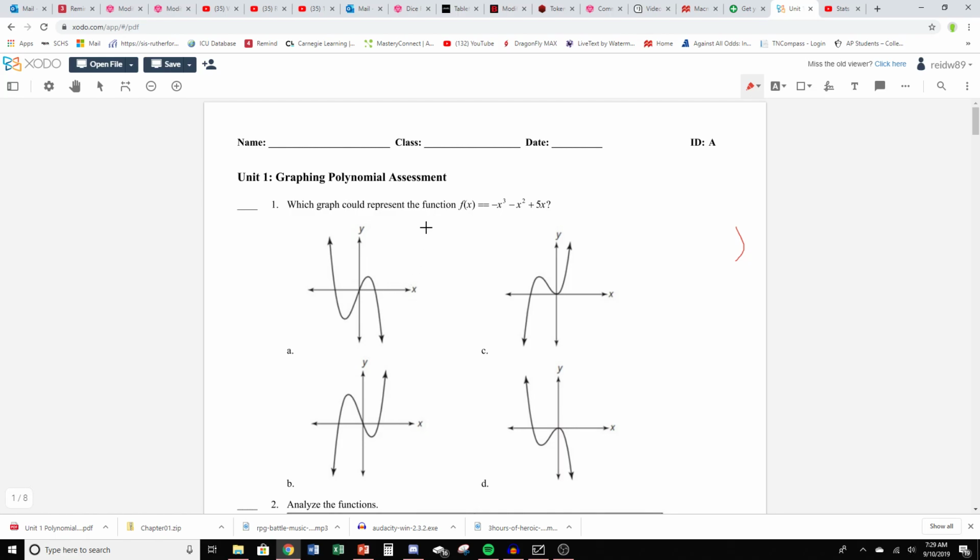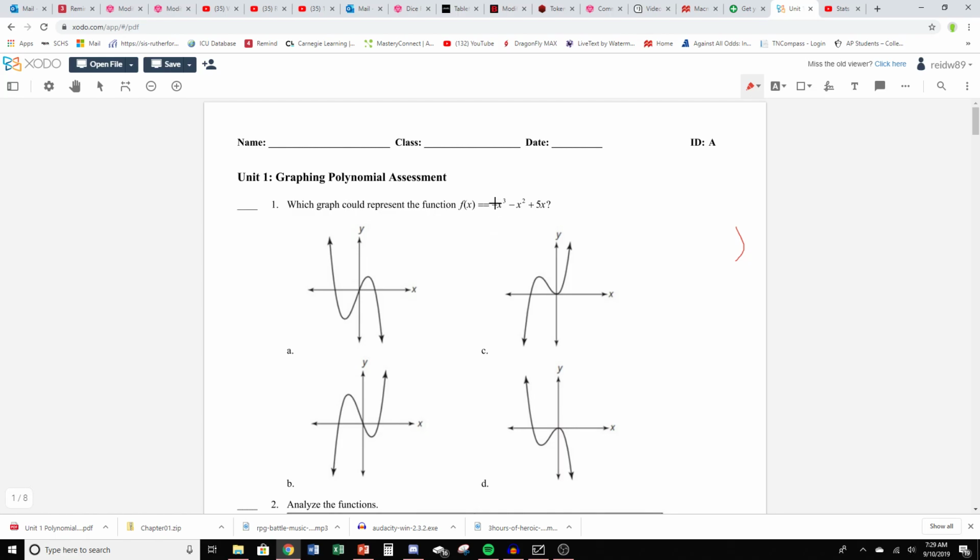Let's go ahead and get through this. This is one of the questions you had on the test. It says which graph could represent the function negative x cubed minus x squared plus 5x. So you know you're looking for a cubic, and all of these are going to be in that cubic form. You could have graphed this and seen it, but there is a way to do it without graphing.